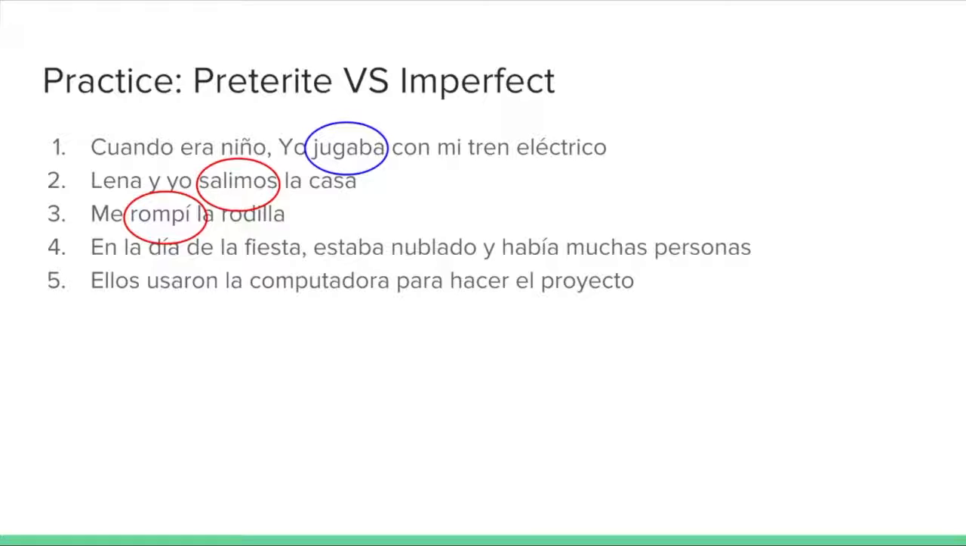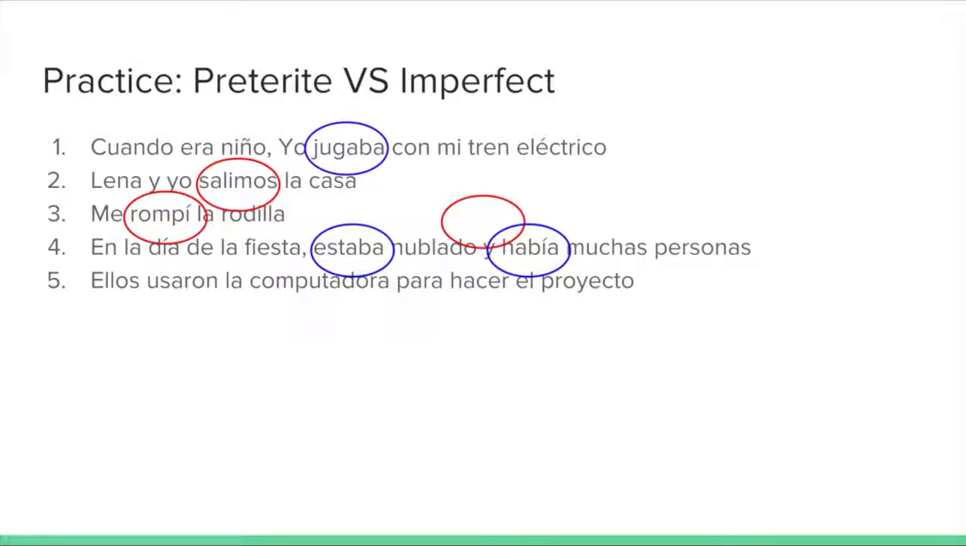Sentence 4, a little bit longer. "En el día de la fiesta estaba nublado y había muchas personas." This would be imperfect because it's saying that estaba nublado, and it's describing the weather of that day, and "había muchas personas," so there were many people. But it's again describing this party, which makes it imperfect.